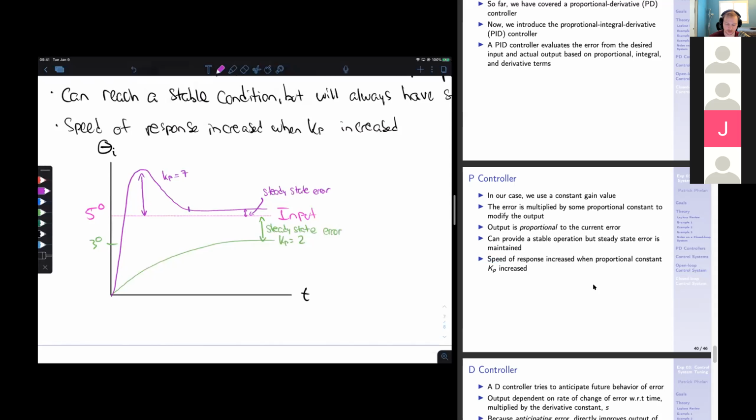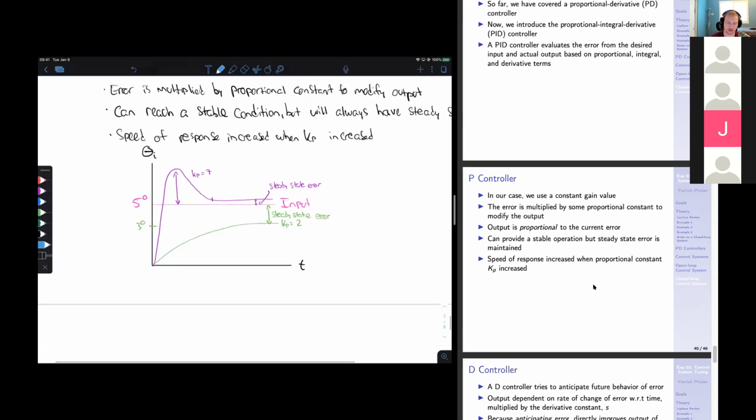Okay, so we'll just put that in blue here. All right, so we need to use a PD controller for a better response. Okay, any questions on this part?